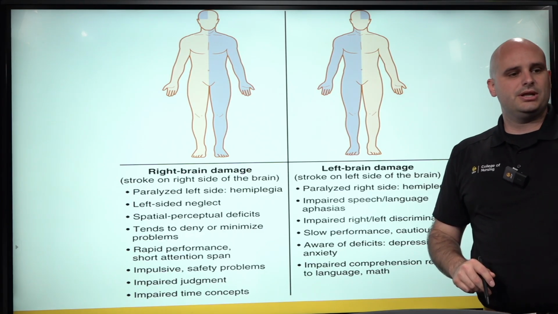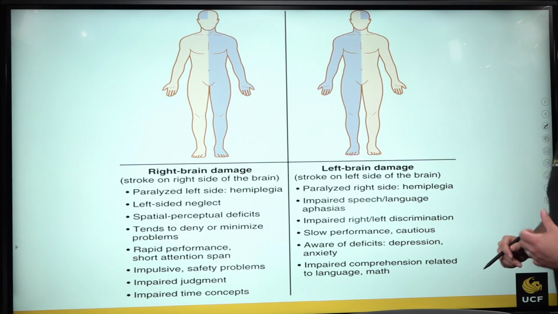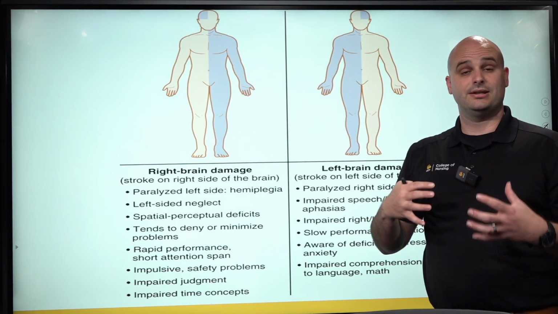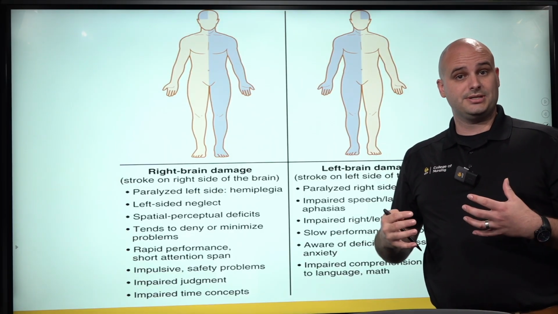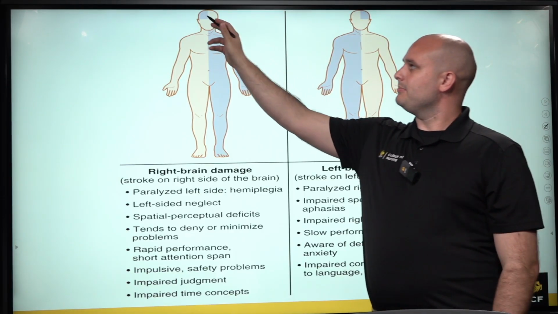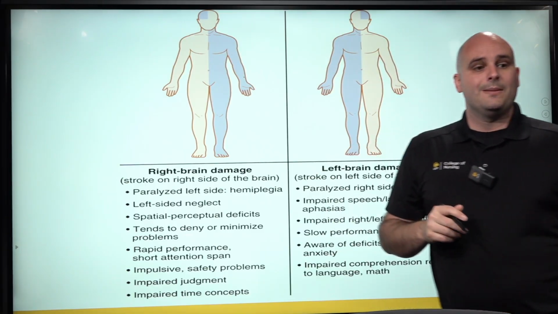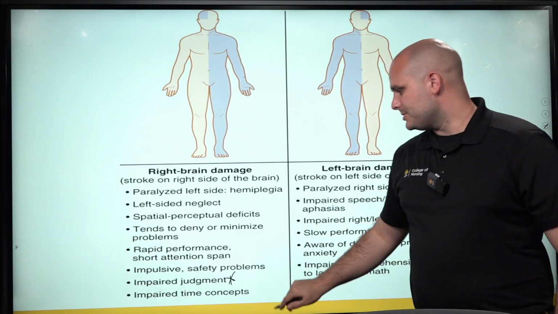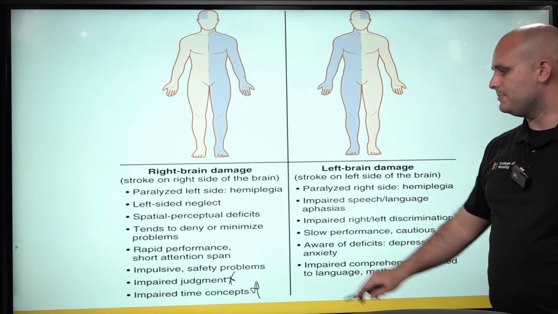This slide's always good, and you can pause if you want and read it. I'll step out of the screen so you can read all the way through. But it's always good to know if my patient has a right or left-sided stroke, the symptoms are going to be different. And we always think of right brain damage, left motor issue. But with right brain damage, a lot of things I like to highlight are impaired judgment, impaired time concepts, impulsive.